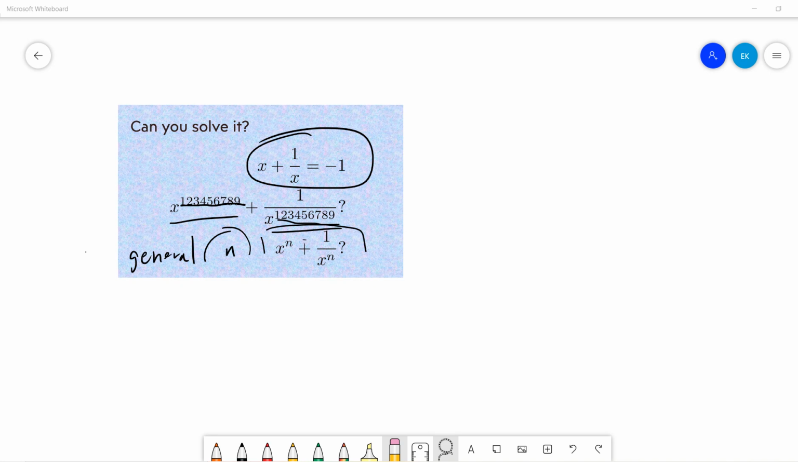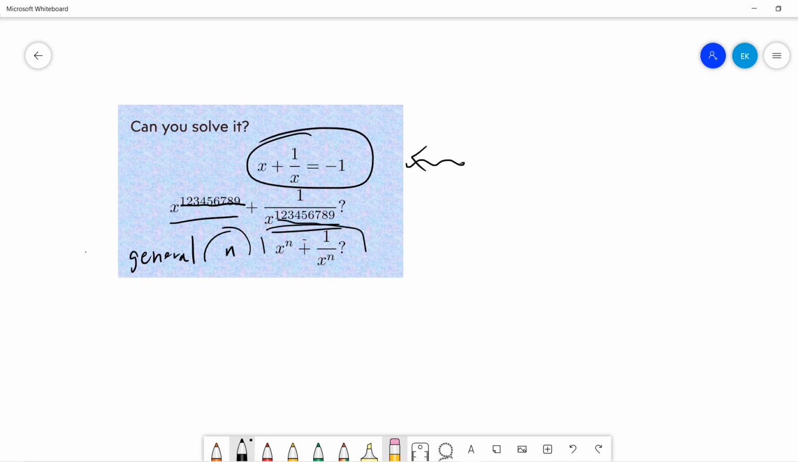Okay, so let's say x plus 1 over x is -1, right, -1, and you want to compute this. And not only that, I want to ask the general expression. Okay. So this can be solved by using a trigonometric identity and the Euler formula. Okay, so there are various ways to solve it.